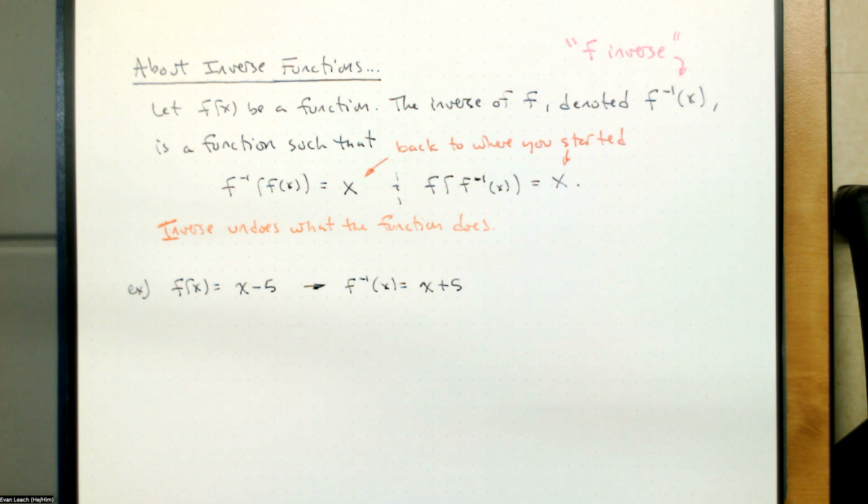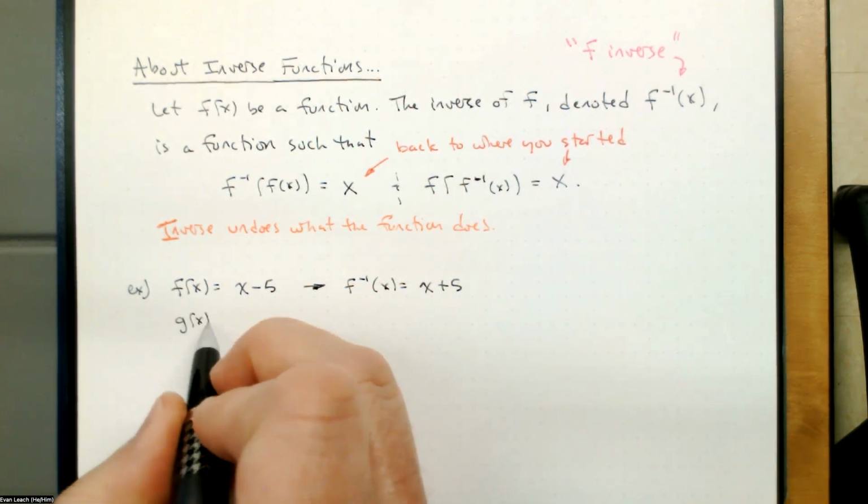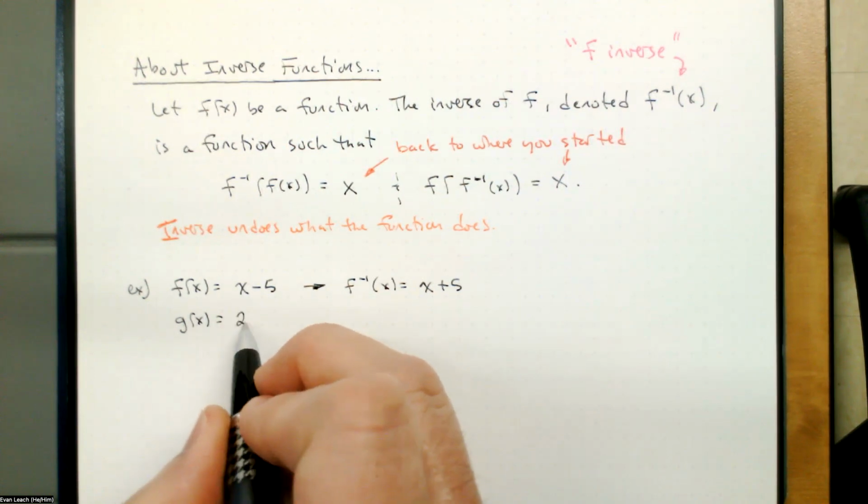If our function is just subtract 5, our inverse is add 5. Because if I subtract 5, then add 5, back to x. If I add 5, then subtract 5, back to x. One of the things that complicates matters a little bit is that a lot of times we have like 2x minus 5.